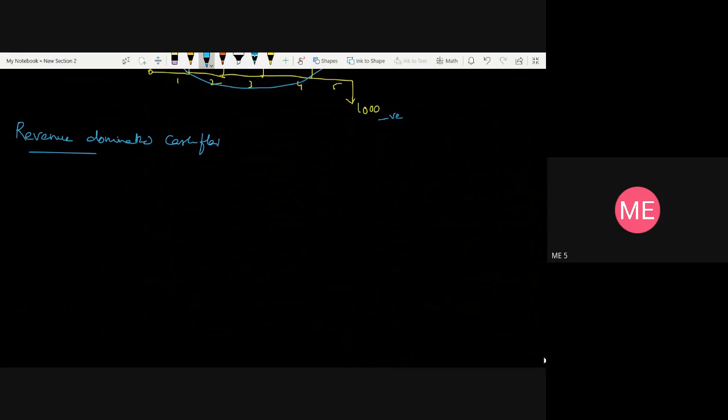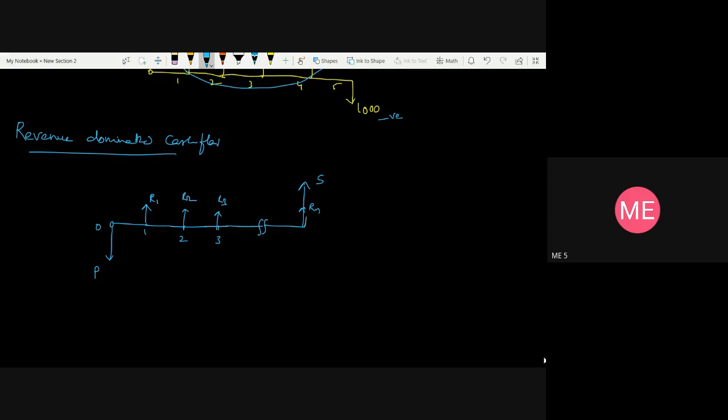In this he has mentioned, so at time zero you have an initial investment, and at the end of every year you have the revenues, and even I have a salvage value. Say this is revenue R1 and R2 and R3 and so on, say this is RN, the nth period. So in this case I want to calculate the present worth of this alternative.